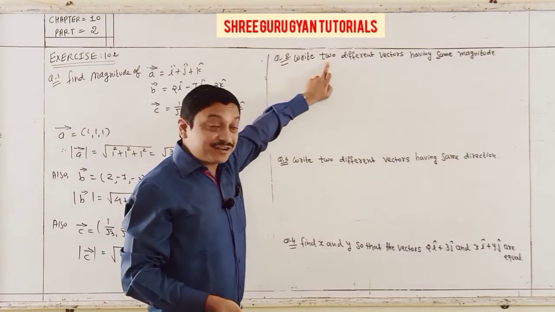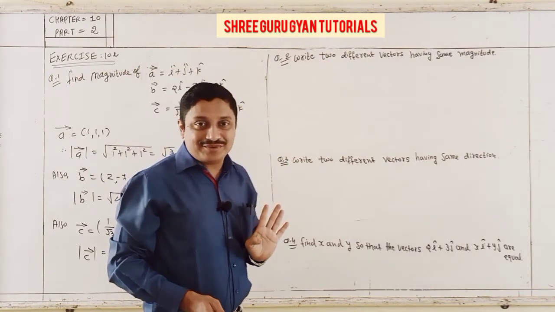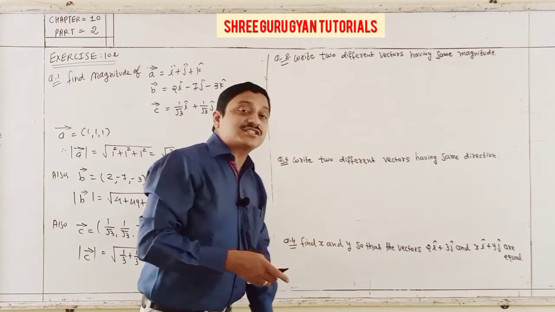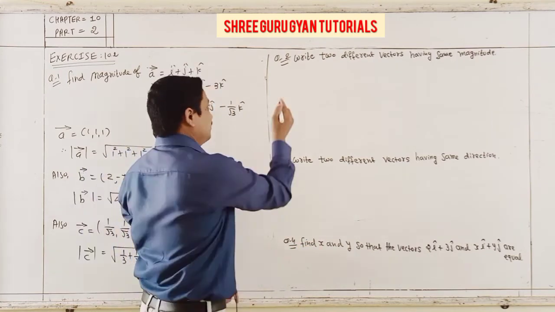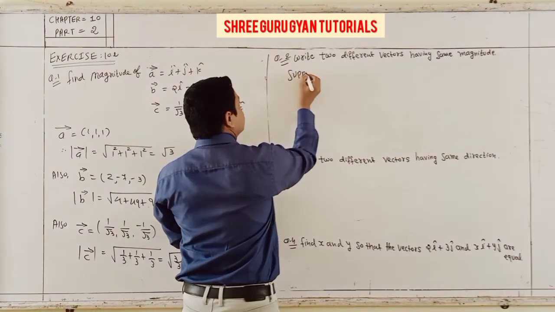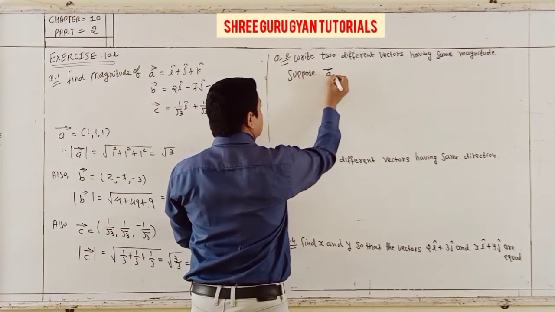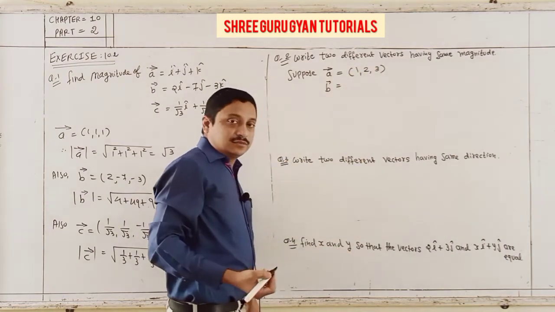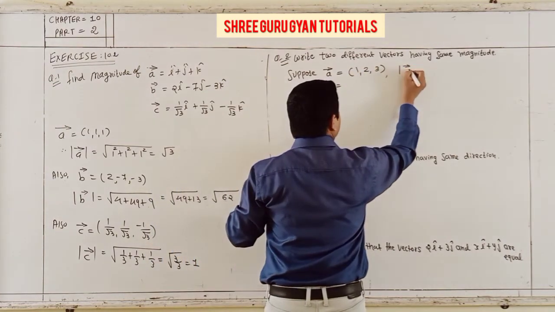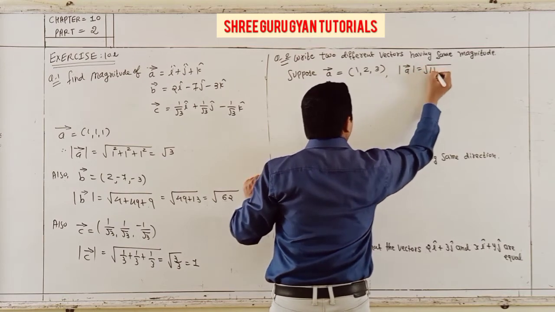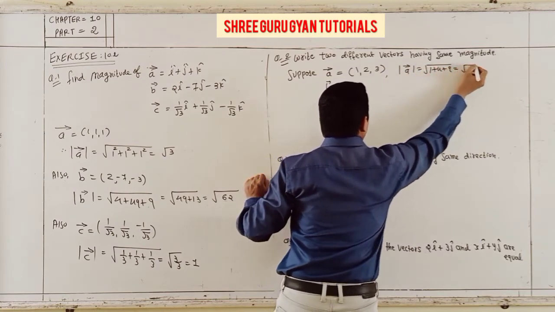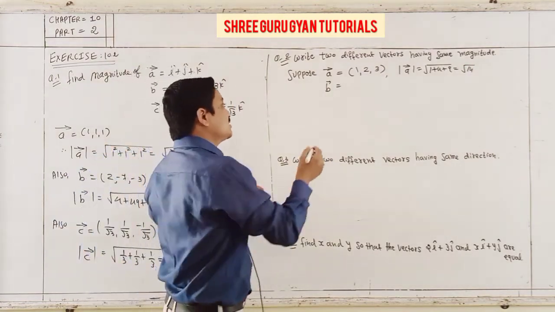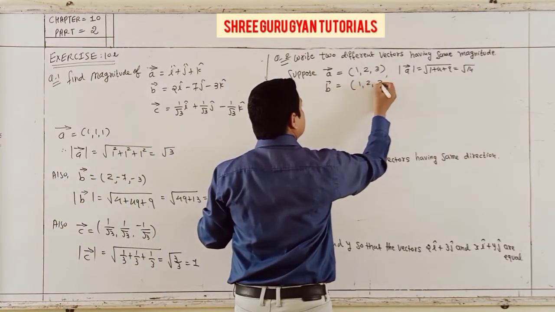Write 2 different vectors having the same magnitude. Students, the magnitudes are the same but the vectors are different. So here any answer works. Suppose we write down vector A and vector B. Just like I wrote 1, 2, 3. You know the magnitude: it is under root 1 plus 4 plus 9, root 14. I want two different vectors but the magnitude is the same. So the same I write, just with only one minus.